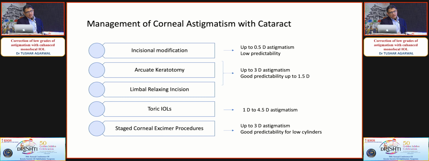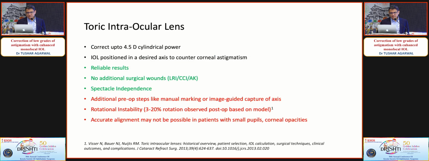Toric IOLs are the gold standard of management of astigmatism with cataract surgery. You have very reliable results and you can correct very high degrees of astigmatism. Others are staged corneal excimer laser procedures where the patient undergoes cataract surgery and then later on the astigmatism is treated mostly with PRK. This is reserved for cases like IOL surprise or where the astigmatism actually sometimes increases after surgery. A big advantage of this procedure is that you can also take care of the surgically induced astigmatism.